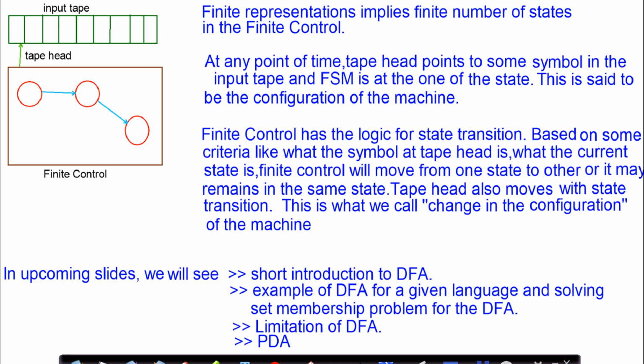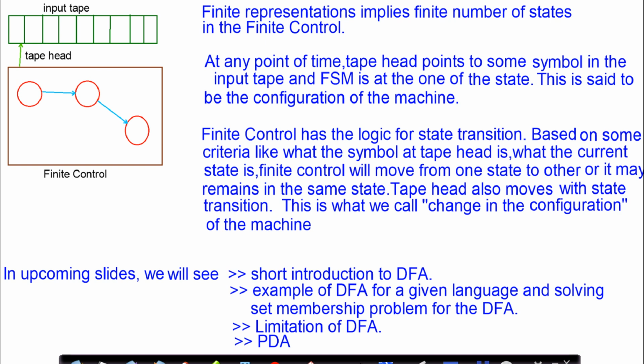In this video, we will look at the finite representation of the language and the typical architecture of any finite machine. Any finite machine consists of mainly three components, which are the input tape, head, and finite control. Basically, the input tape has the input string, and it is this input string that you want to determine whether it is part of the language or not.